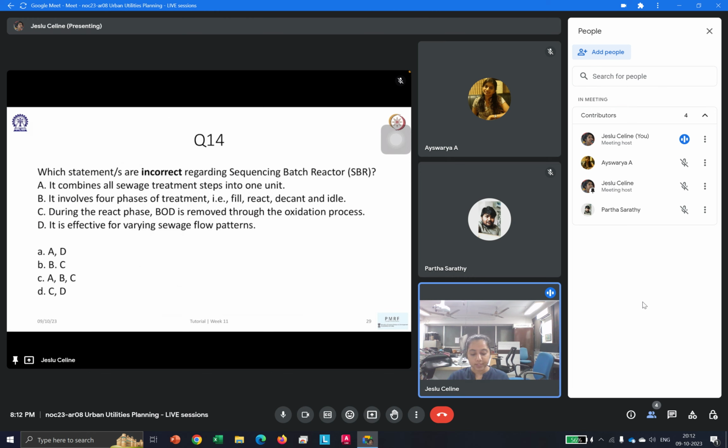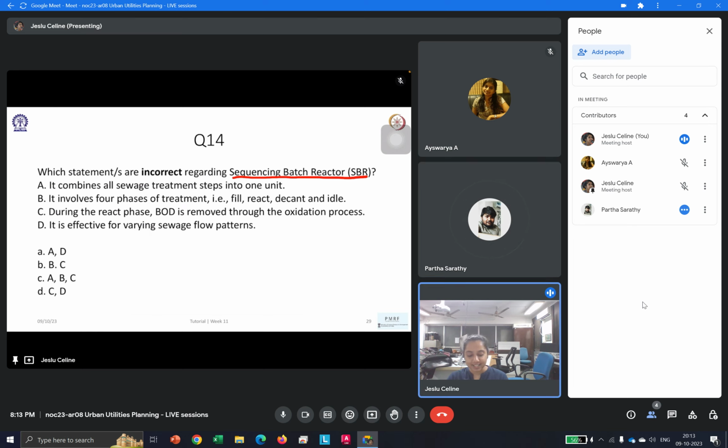Let's go. Question 14. Which statement or statements are incorrect regarding sequencing batch reactor, SBR? A, it combines all sewage treatment steps into one unit. B, it involves 4 phases of treatment, that is fill, react, decant, and idle. C, during the react phase, BOD is removed through the oxidation process. D, it is effective for varying sewage flow patterns. So let's go to option one. It combines all sewage treatment steps into one unit. Is that a correct statement?